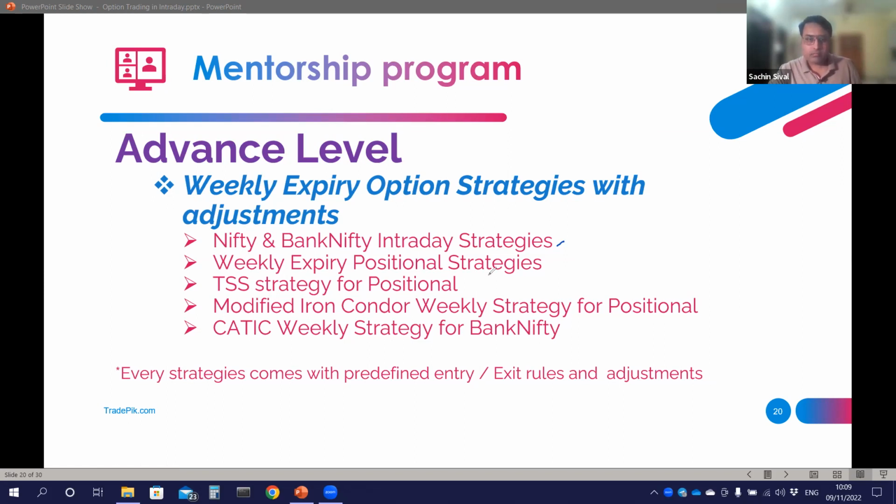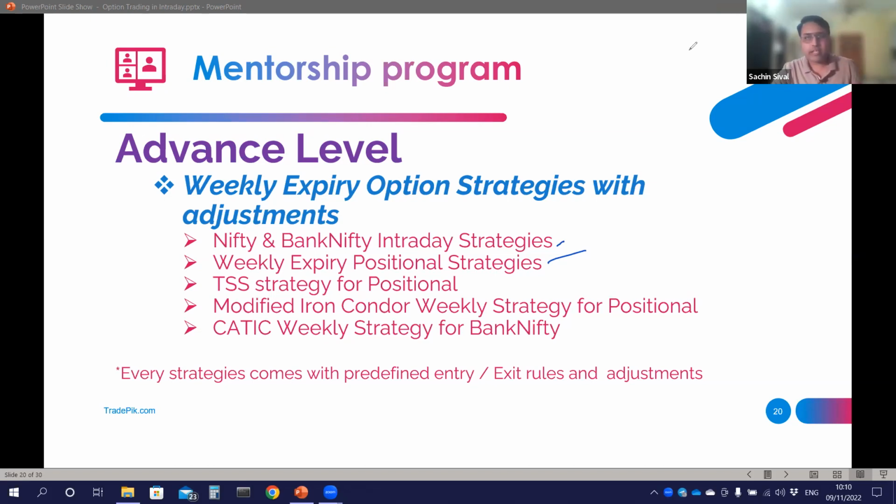Second thing, we will learn the weekly expiry positional strategies. When we talk about positional strategy, you create a strategy on, let's say, Friday, and you hold it till Thursday or Wednesday. If you don't have that much time, you can just trade with these weekly strategies, and you can easily generate 3 to 4% weekly return with these option strategies.